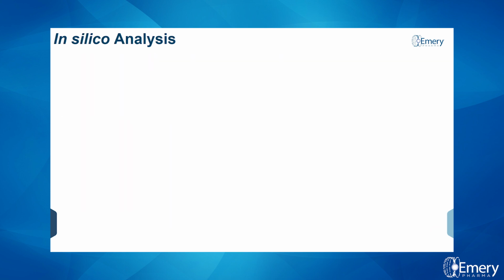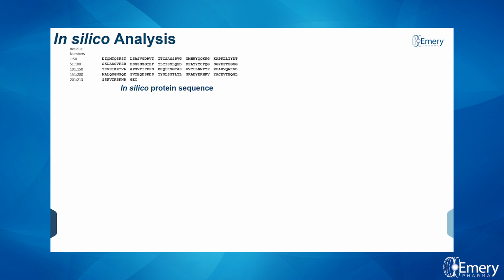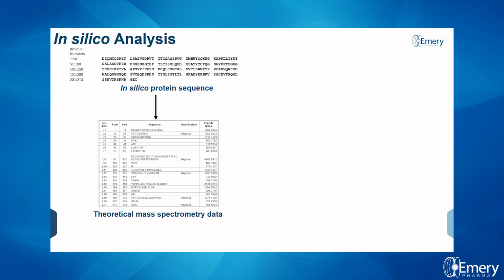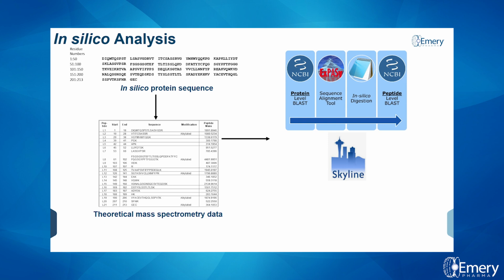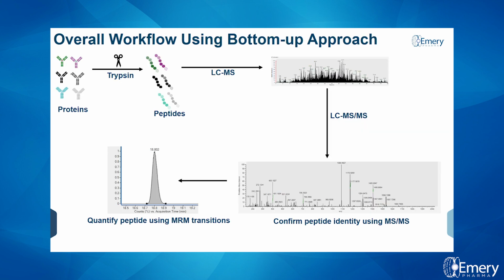Starting with in silico analysis, this would require your protein sequence to be analyzed in multiple platforms, such as NCBI peptide or Skyline, to generate that theoretical mass spectrometry data and hence determine the unique peptide against the human proteome and also the unique peptide against the 5 other antibodies that are within the drug product. This image here shows you the overall workflow, which is using a bottom-up approach.